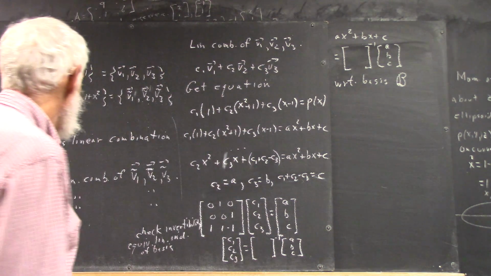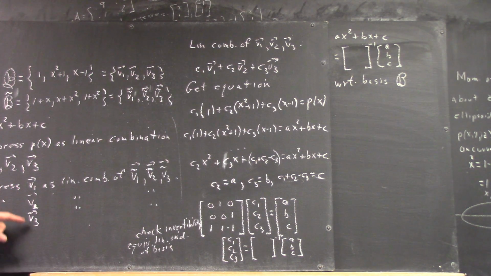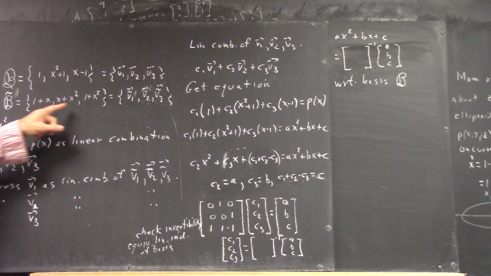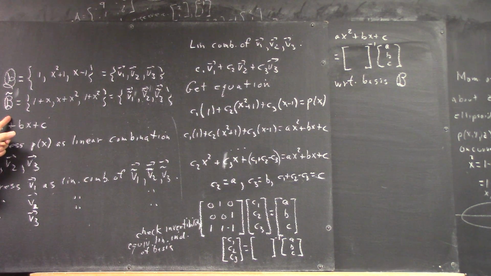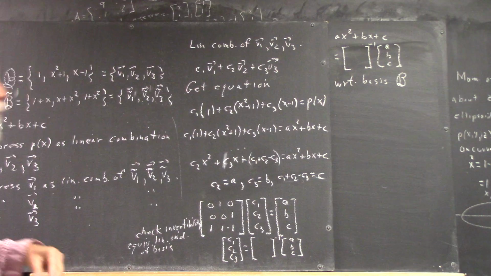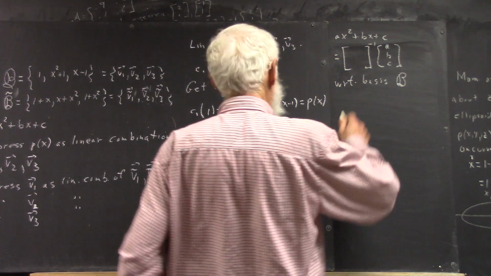Now, how would you express V1, V2, and V3 in terms of basis B? In other words, the basis vectors in your B tilde basis. Okay? Expressed in terms of the B basis. You know, write the numbers in here.